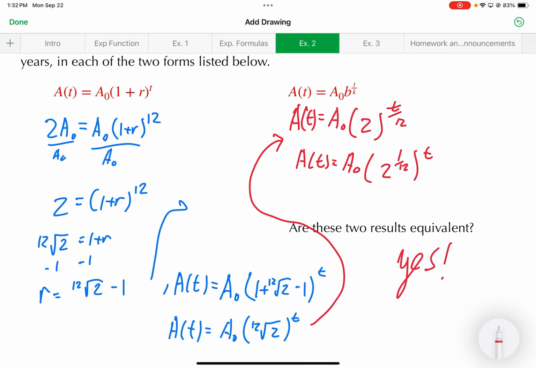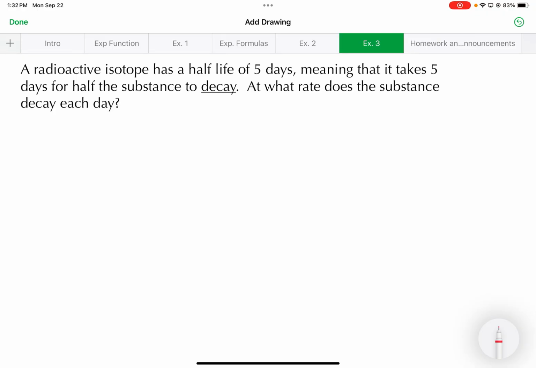Now, which one required more work? The one we already know, right? If we're fitting it into this model, it's so much faster to do the value that's on the right. So, all right, speaking of half-life, a radioactive isotope has a half-life of 5 days, meaning that it takes 5 days for half of the substance to decay. At what rate does the substance decay each day?